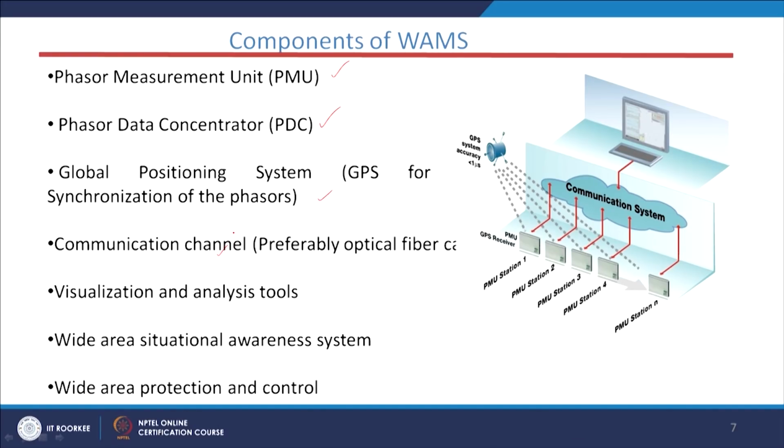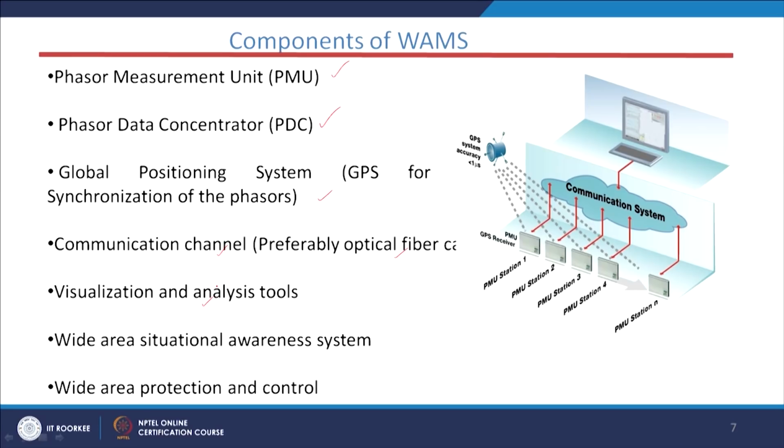At a particular bus, we have voltage and current phasors. At the second bus, we have different voltage and current phasors. So, we have to synchronize these phasors for our further calculation or control purpose. Now, the next one is the communication channel. Yes, without this communication, this WAMS technology cannot stand. So, it is basically fully dependent on the communication channel, where we use mostly fiber optic; preferably fiber optic cables are used for communication in WAMS technology.